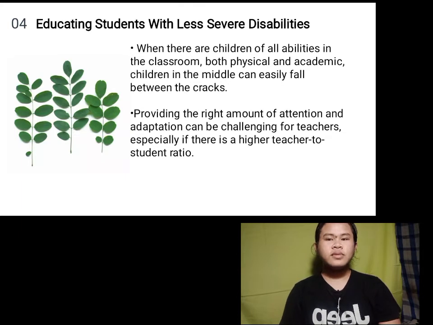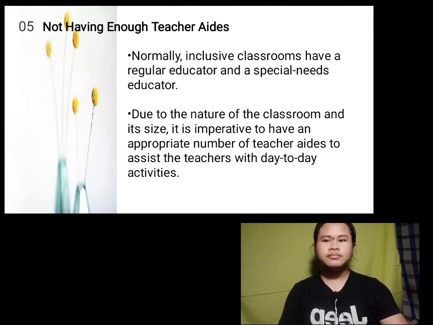Number four, educating students with less severe disabilities. When there are children of all disabilities in the classroom, both physical or academic, children in the middle can easily fall between the cracks. Providing the right amount of attention and adaptation can be challenging for teachers, especially if there is a high teacher to student ratio.